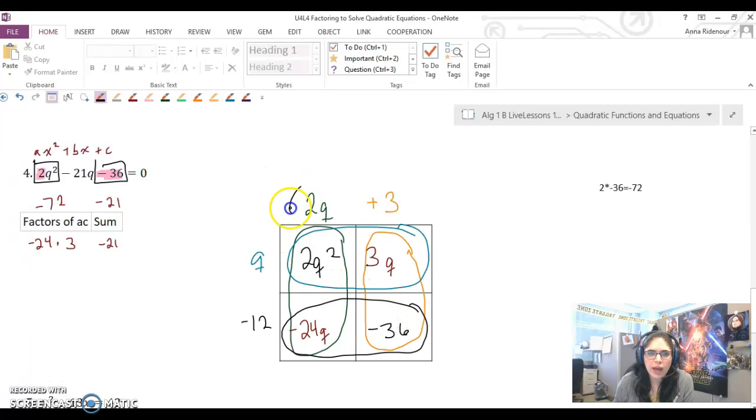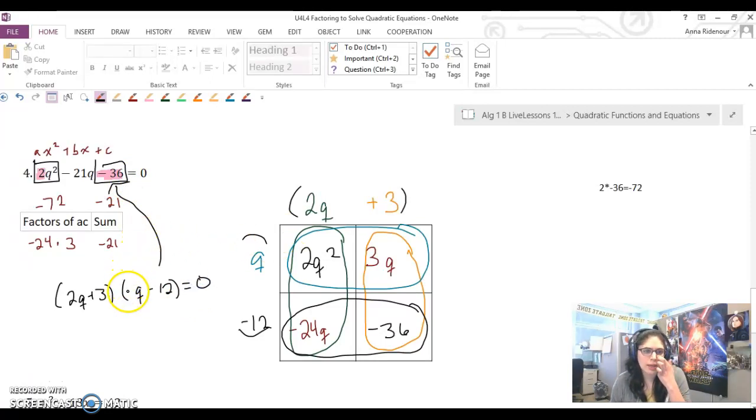So then my two factors along the top and along the sides are going to be 2q plus 3 times q minus 12. And this is just another way of writing this quadratic up at the top, so it's equal to 0. So that means that either my first factor is equal to 0 or my second factor is equal to 0. So 2q plus 3 equals 0. Subtract 3 from both sides and then divide by 2.